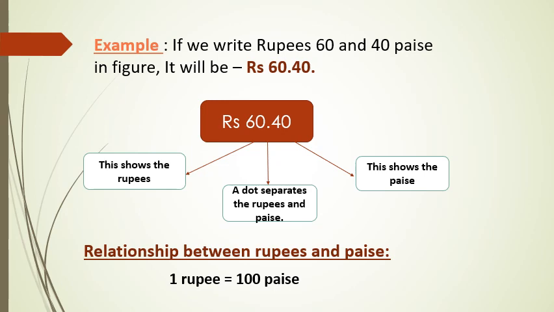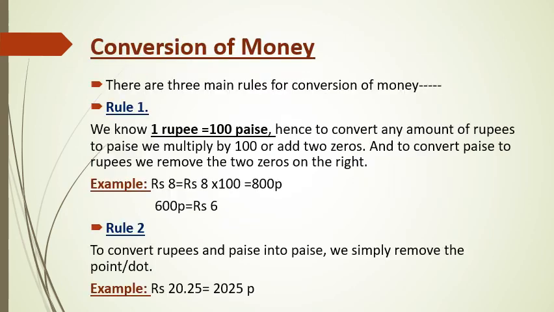Now let us learn about the relationship between rupees and paise. Always remember 1 rupee equal to 100 paise. Alright. Now let us revise conversion of money. There are 3 main rules for conversion of money.